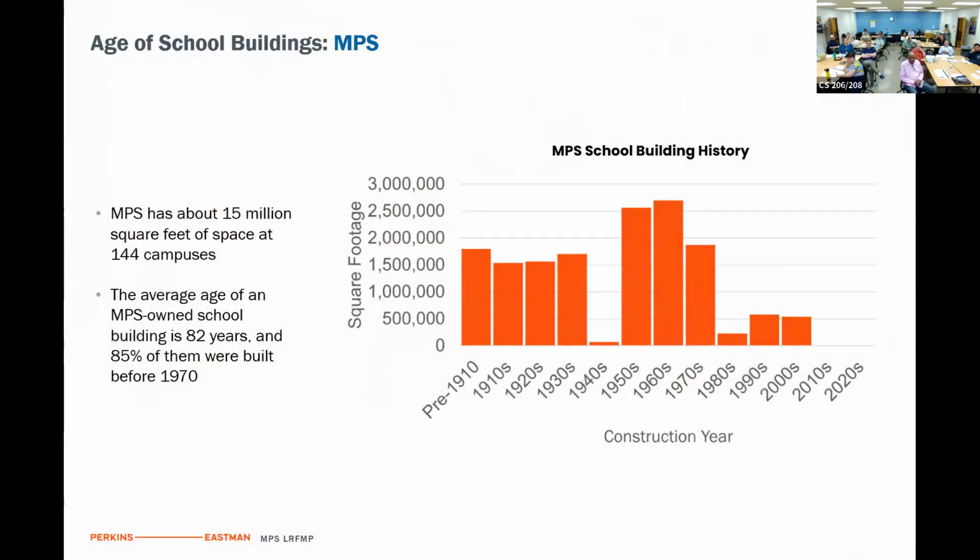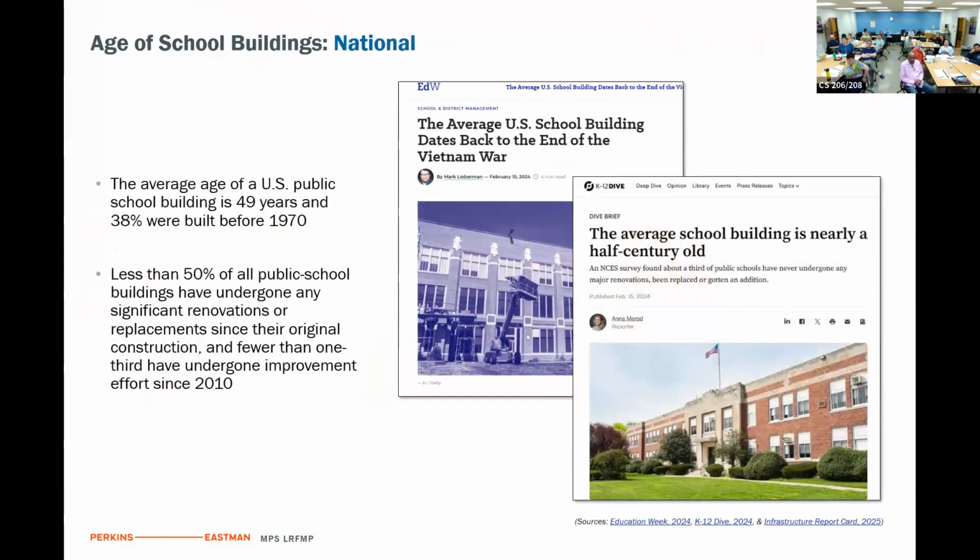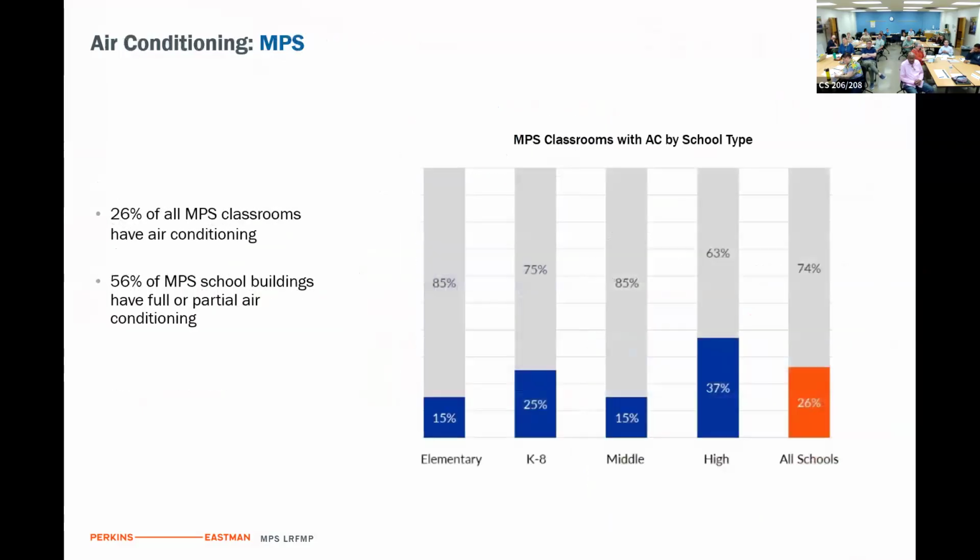So just touching on the age of MPS school buildings, quite old, 83 years on average, give or take, and 85% of them being built before 1970. National average is about 50 years, so younger, but still quite old, and how little work has been done on average to public school buildings across the US, both in replacement, renovations, and significant upgrades.